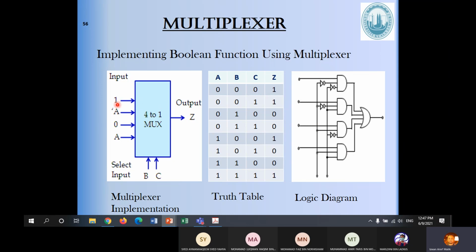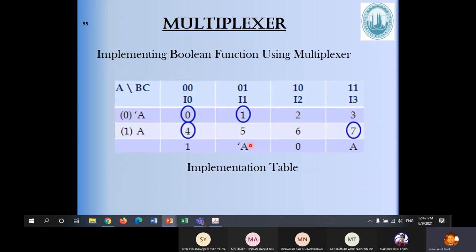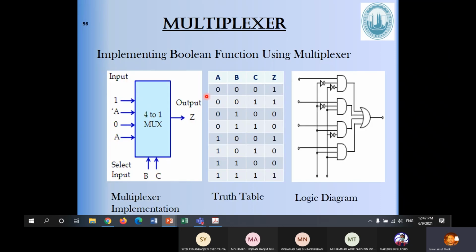Gantikan I0 kepada 1. I1 kepada A bar. I2 0. I3 A. Okay, inilah tadi. 1 A bar 0 A. I3, I1, I2, I1, I0. Okay, so you have BC as selector and then Z as the output.